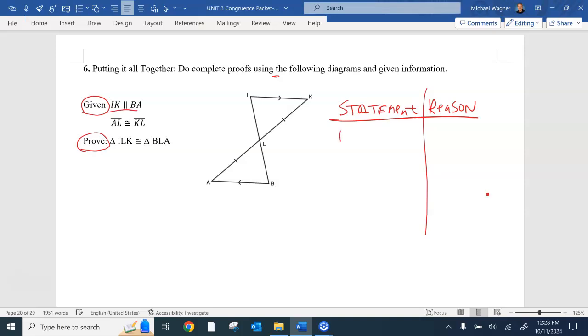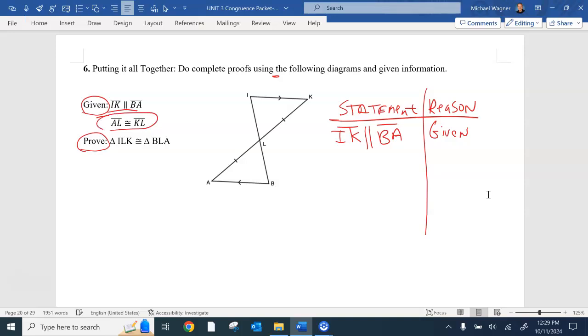So write it in like this, just as you see it. IK, hopefully you remember that means parallel, those two lines there. So you want to review that. Make sure you've got those symbols down. And what's the reason? Well, it says it right there. It's a given. We see it. So there's no concluding. We don't have to figure it out. It's just straight up given.